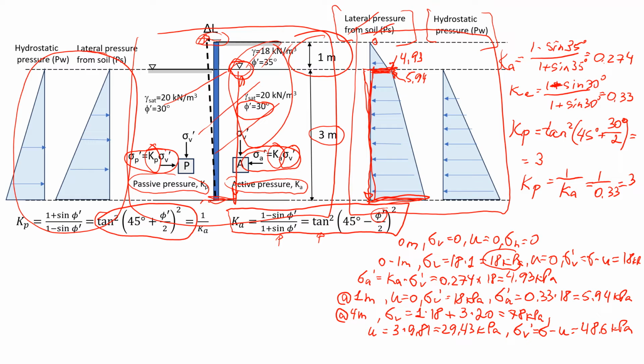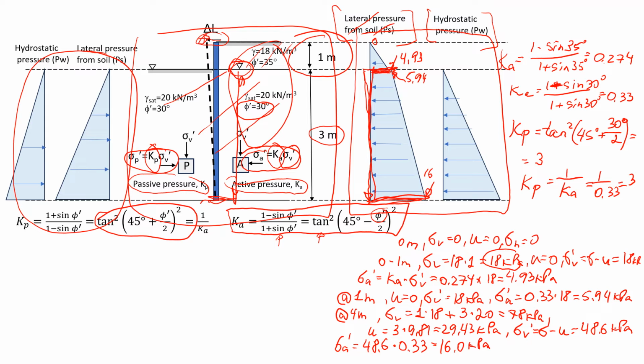So now we are going to find this lateral active pressure at 4 meters. That will be 48.6, the effective vertical stress we just found, times 0.33, which is the coefficient of active pressure in the second layer. That will give us approximately 16 kPa. So I'm going to write here 16. So this point is 16.